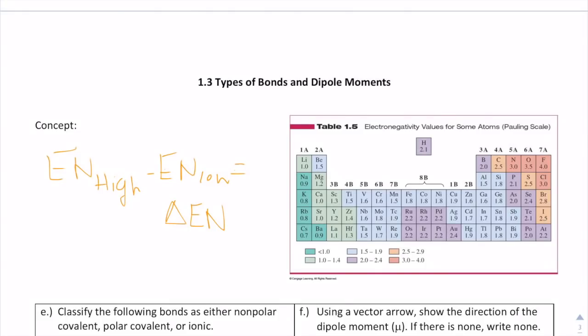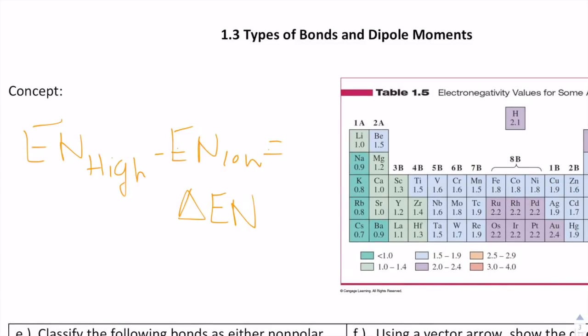So what you need to know for your test are these specific cutoff values. I'll write them below. If your delta EN is going to be less than 0.5, we're going to call that nonpolar covalent. And we know it's covalent because we have two atoms that are sharing electrons between each other, but we're classifying them as nonpolar because that electronegativity value is not sufficient to basically induce a dipole in that molecule. So it's nonpolar, or not pulling.